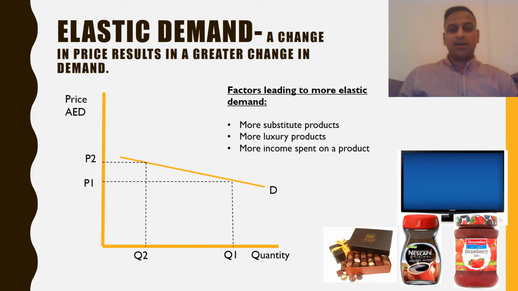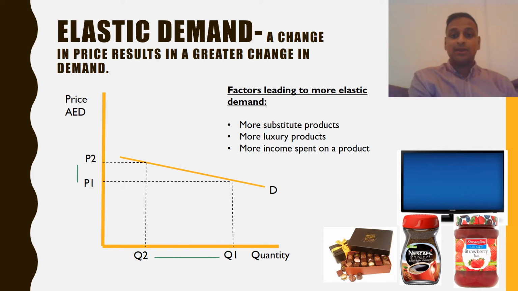Okay, so here we've got an example of a product with elastic demand, and you'll notice that the demand curve for elastic products is more horizontal, more flat and not so steep. Elastic demand is when a change in price results in a greater change in demand. So in this example here, when the price increases from P1 to P2, there's a greater proportionate change in demand from Q1 to Q2. There are many factors that affect the elasticity of the product.